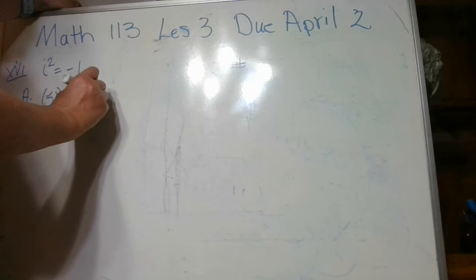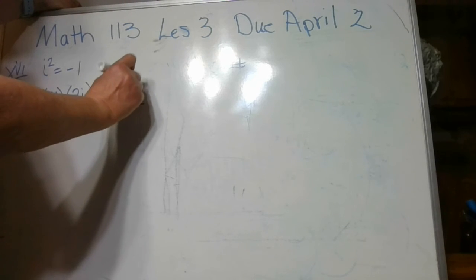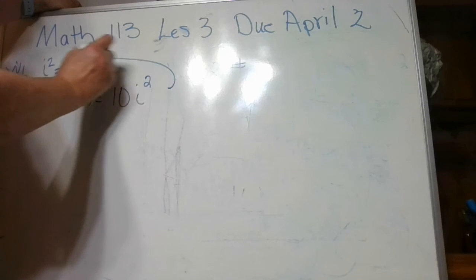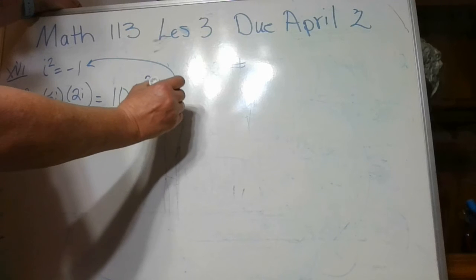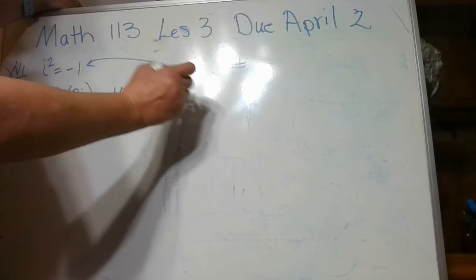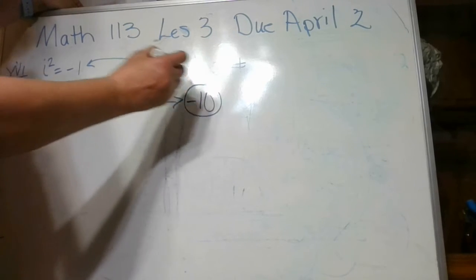5 times 2 is 10. i times i is i squared. We know that i squared equals what? Yes, -1. So now I have -1 times 10, which is equal to -10. And that's my answer.